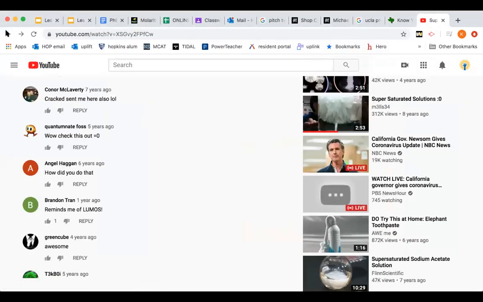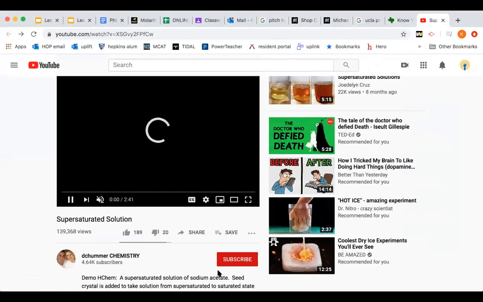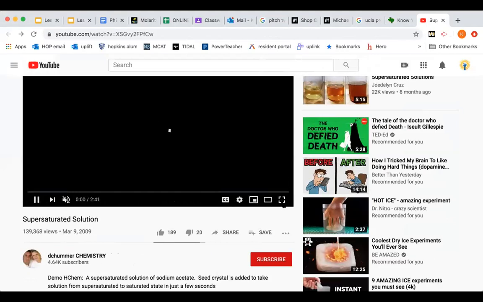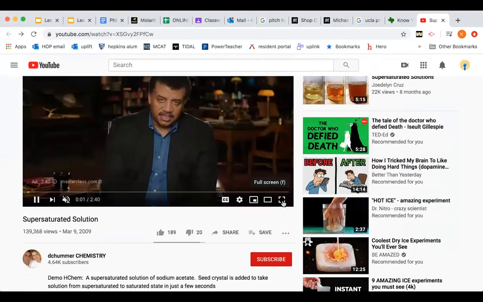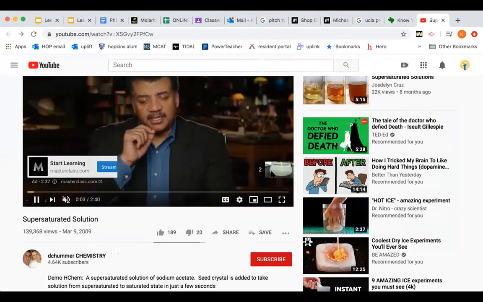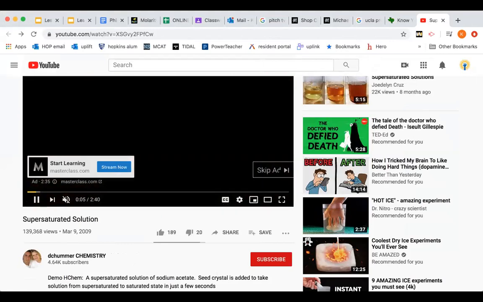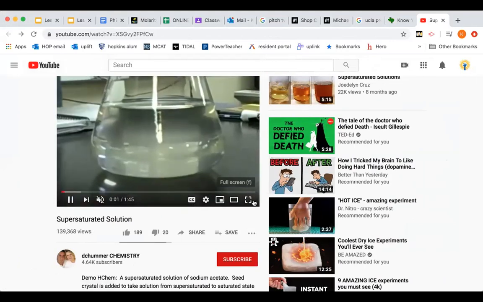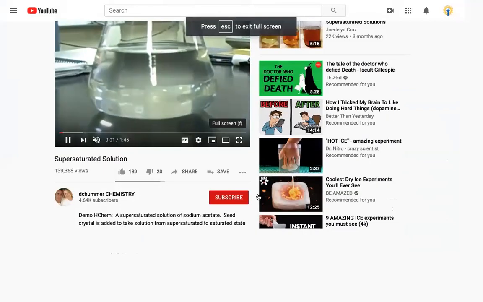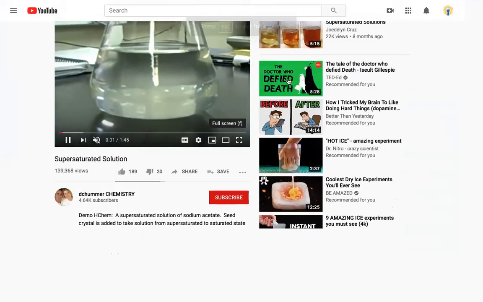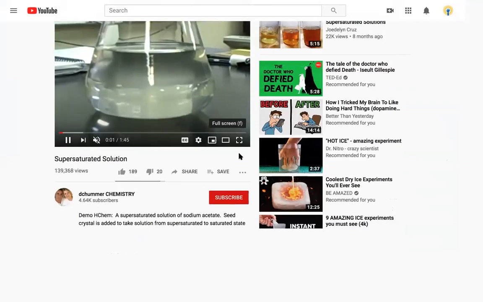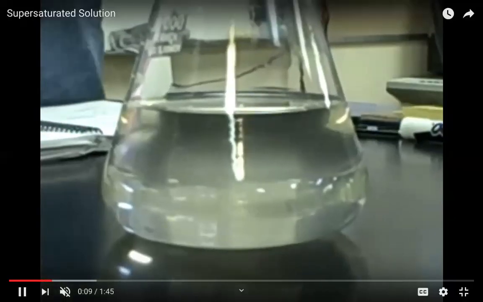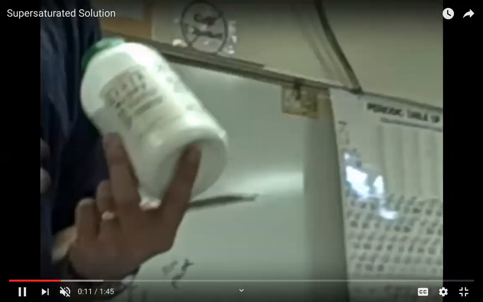Back. Okay. So what you will see here is, this person has a super saturated solution, okay? We can tell just from looking at it. Come on, stupid thing, load, please. All right, we can tell just from looking at it, it is clear.